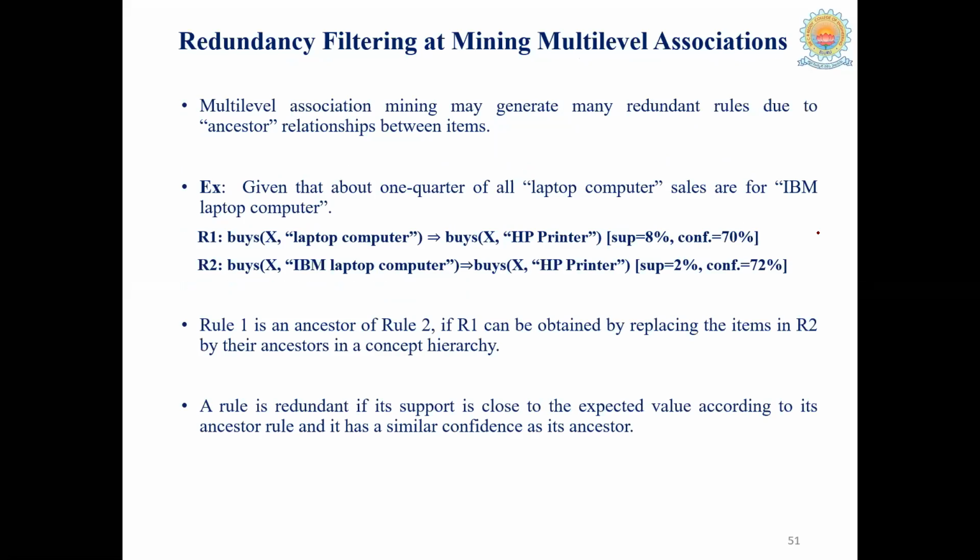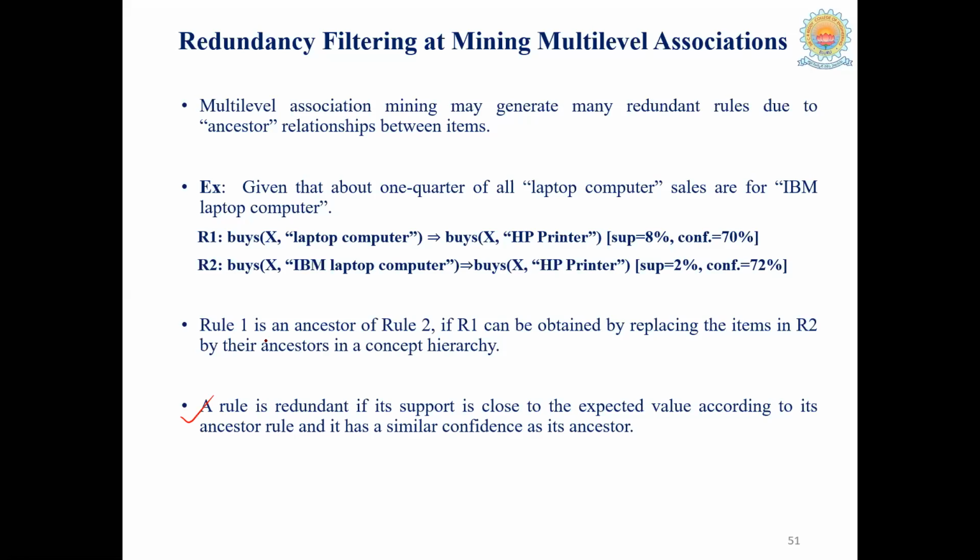And coming to the next topic, redundancy filtering. Due to the ancestor relationship, redundant rules are generated which should be filtered. So here, as I said earlier, R1 is the ancestor of R2. Actually, we can say that these two rules are redundant based on a constraint. What's that constraint? A rule is redundant if its support is close to the expected value according to its ancestor rule, and it has similar confidence to its ancestor. So since these two rules, R1 and R2, satisfy this condition, we can say that these rules are redundant.